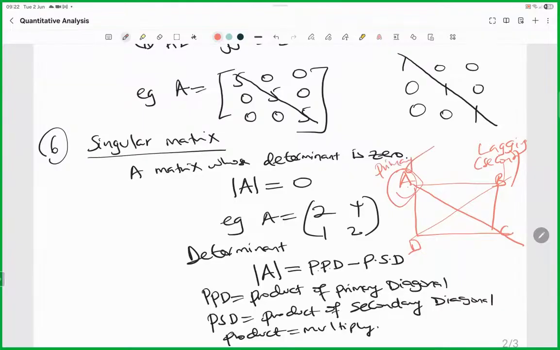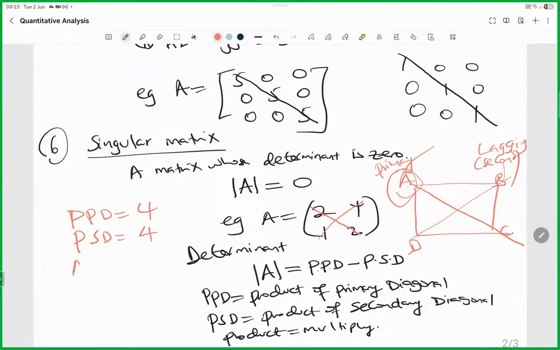So if you've got a matrix like this, see, this is the first element of this matrix. That diagonal which runs like this from the first element is what we call primary. So I want you to go ahead and multiply the product of the primary diagonal. So this will be 2 times 2, giving me 4. And then we have 1 times 4. Product of secondary diagonal, 1 times 4 is 4.